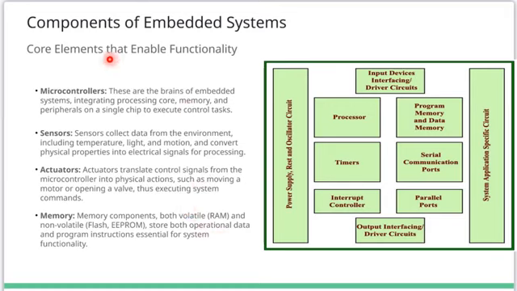The core elements that enable the functionality of an embedded system: the first one is the microcontroller. It is sometimes called the brain of the embedded system. It consists of a processing core, memory, and peripherals on a single chip. The basic difference between a microcontroller and a microprocessor: a microprocessor is a standalone processing unit, whereas a microcontroller combines a small amount of memory, a processing core, that is the microprocessor itself, and peripherals on a single chip.